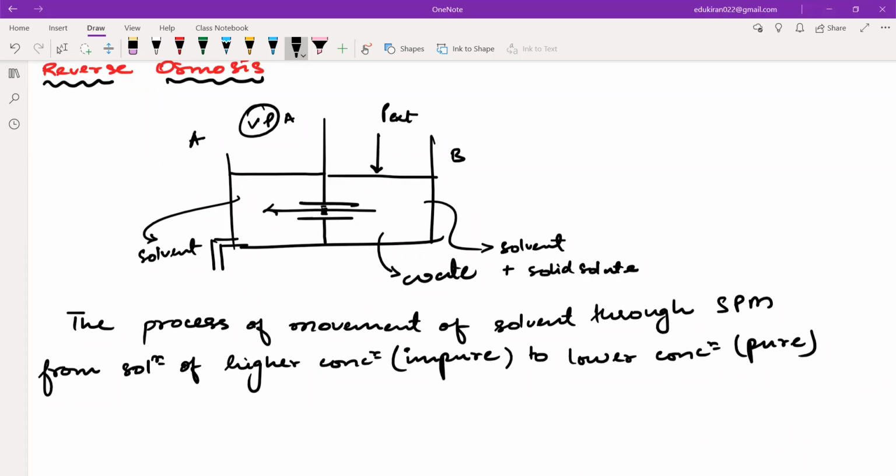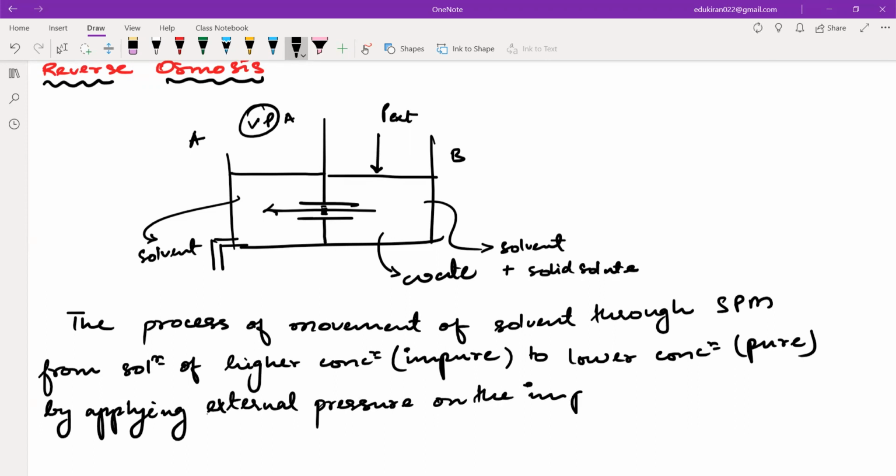The process of movement of solvent through semi-permeable membrane from a solution of higher concentration to lower concentration by applying external pressure on the impure side is called reverse osmosis. Clear hai sabko?